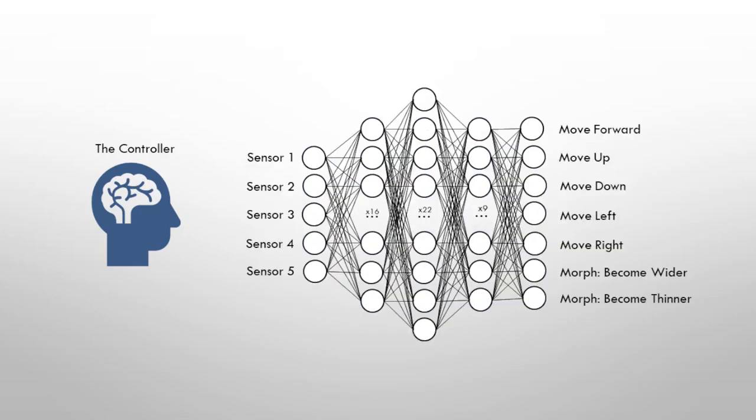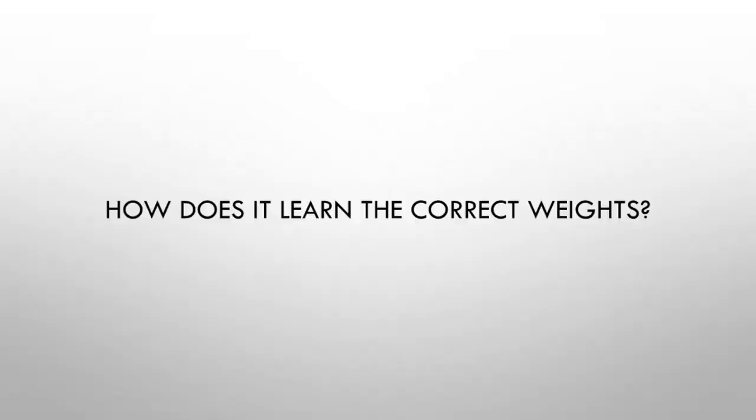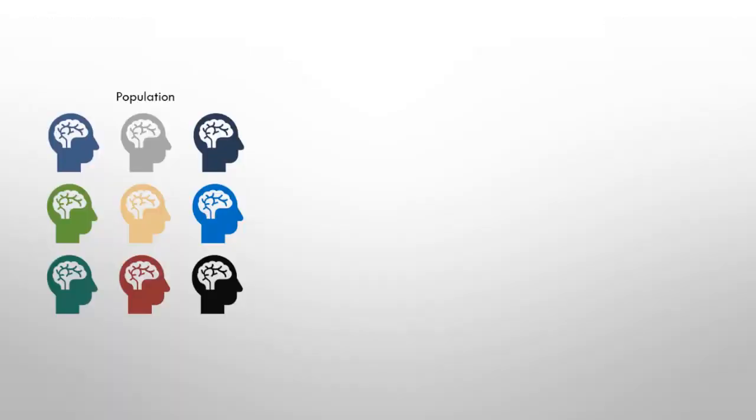In our model, we have 5 neurons in the input layer for each sensor, and then 7 neurons in the output layer for each possible action. As you can see here, there are definitely a lot of arrows, each of which has an associated weight that needs to be adjusted to make a meaningful decision. So then how does it learn the correct weights? Well, lucky for us, we use a genetic algorithm that solves this problem for us.